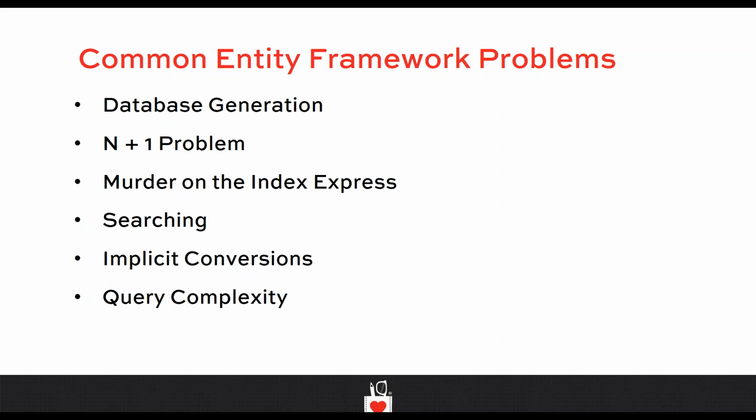The next thing we're going to look for is the N+1 problem. The N+1 problem is not an Entity Framework problem. It's an ORM problem. And we're going to show you how it happens and how you fix it. A Murder on the Index Express, that's the next thing we're going to go over. I'll show you how Entity Framework can destroy indexes, and we'll show you how to fix it so that they don't kill all your indexes all over the place. Searching is a big problem that we have, and we'll show you how we can make things just a little better using a little older SQL Server technology.